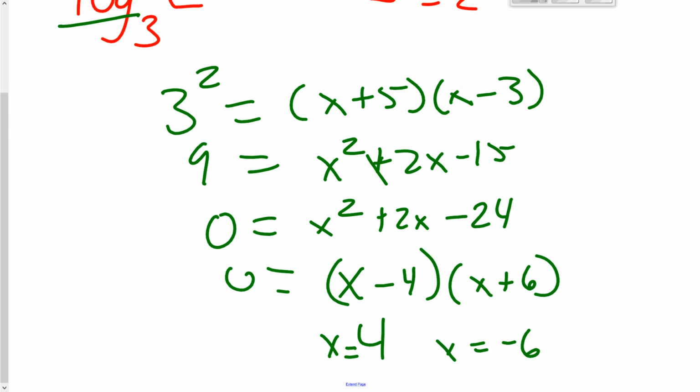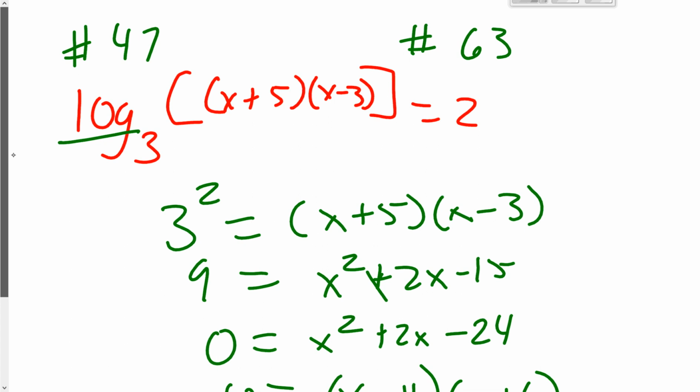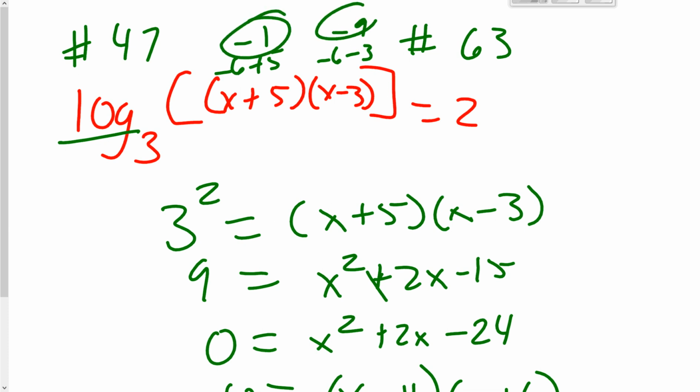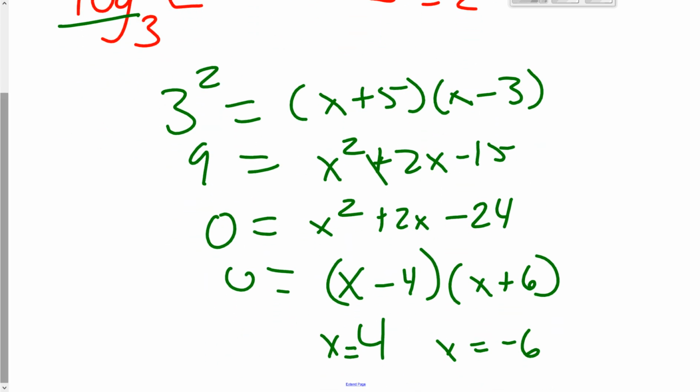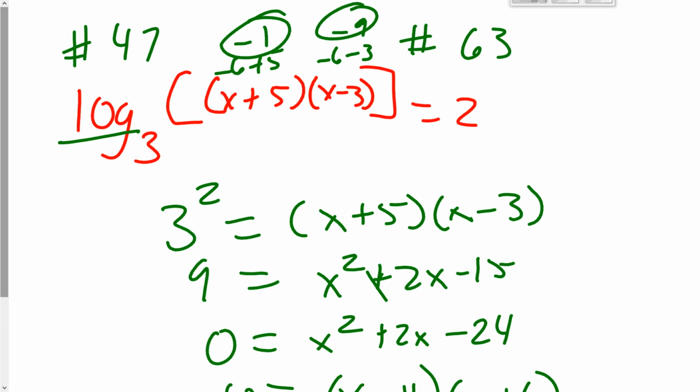Now again, since you have logs, plug these back in. Negative 6 plus 5 is a negative 1, and negative 6 minus 3 is a negative 9, and these are being multiplied, so that's 9, so we're okay, right? That negative still works on number 47. And then we can also check 4, plug in 4. 4 plus 5 is 9. 4 minus 3 is 1. 1 times 9 is 9 again. So we're good there. So 47 does work.